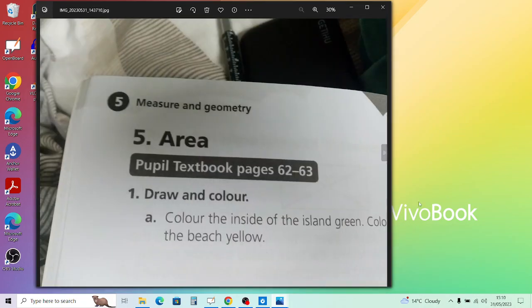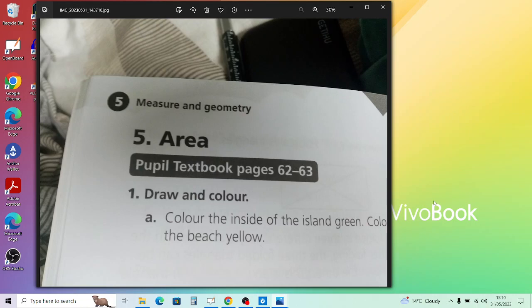Moving on to 5, which is area. Draw and color. Color the inside of the island green. Color the pier red. Color the beach yellow. Compare the size of the beach, the island, pier. The area of that is bigger than the area of that, and so on and so forth. So area just generally refers to the kind of squares that you can make up the shapes with. And so the beach will be larger than the island, which is larger than the pier.